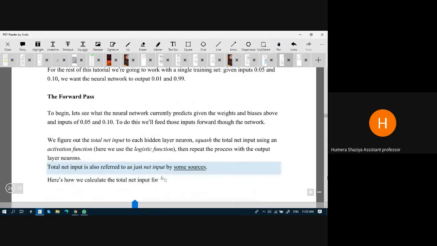What happens? This training process takes place in two passes: forward pass and backward pass. In the forward pass, from the input layer, the data travels through the hidden layer to the output layer. And in the backward pass, the output or error travels from the output layer through the hidden layer to the input layer, and this process continues.